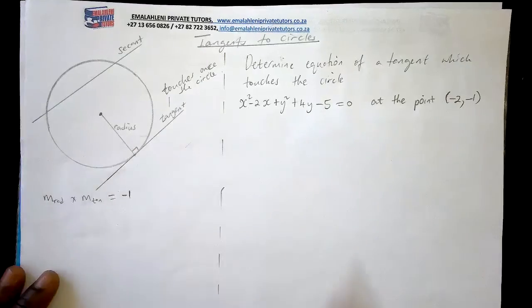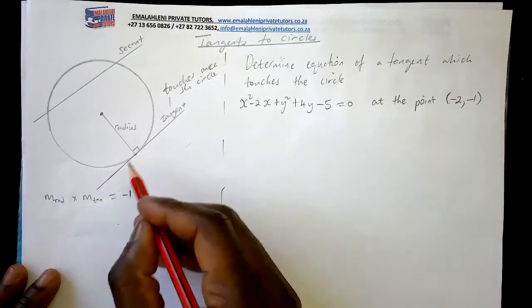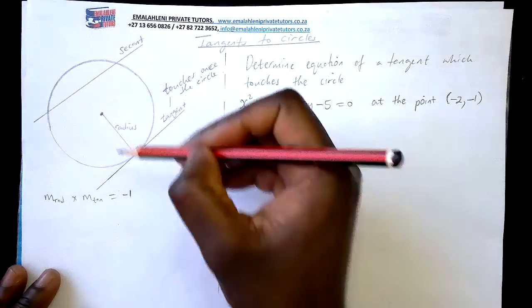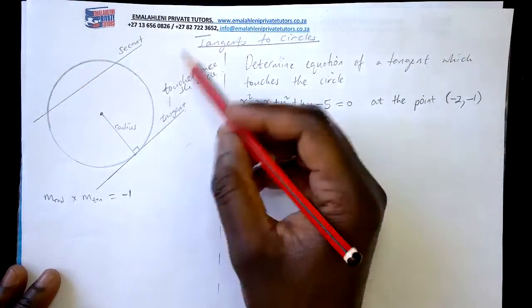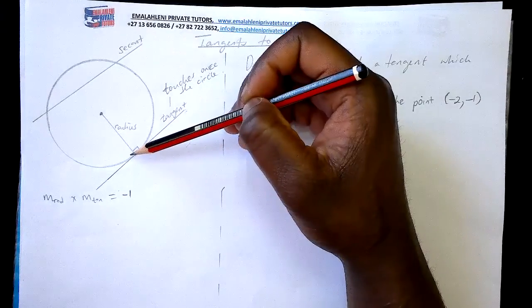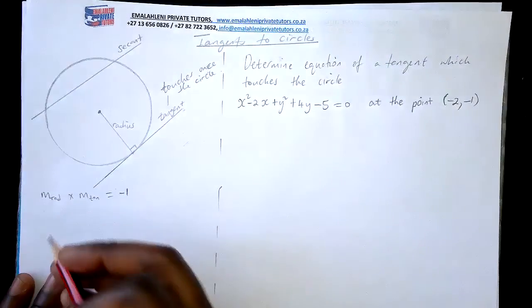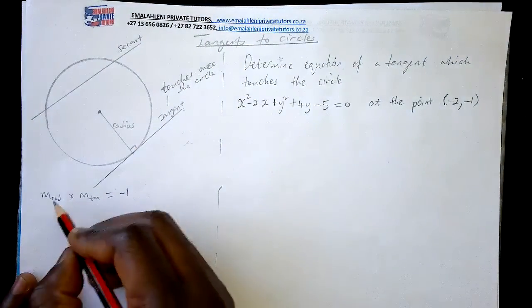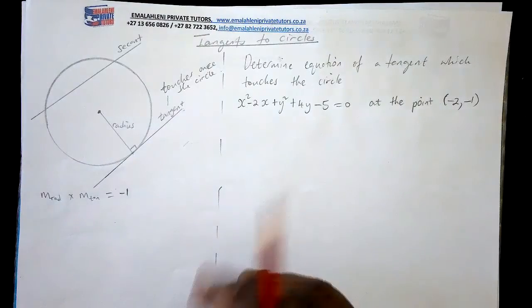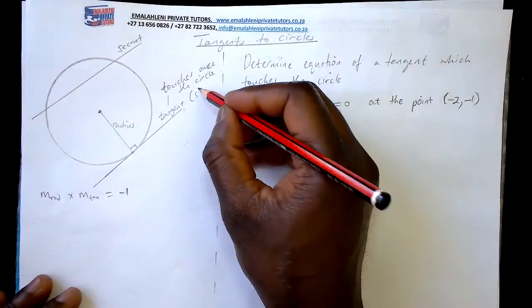So now the other thing that you need to understand is that for you to get the gradient of the tangent, you need to get the gradient of the radius first. So once you have the gradient of the radius, then you are good to go. And you also have to know how to find the equation of a straight line, because a tangent is a straight line.